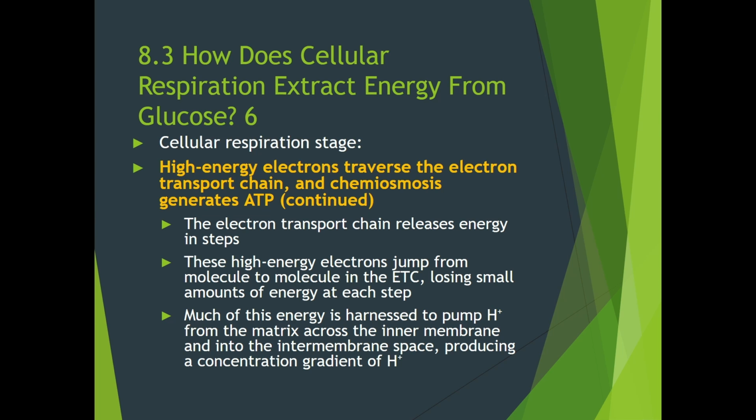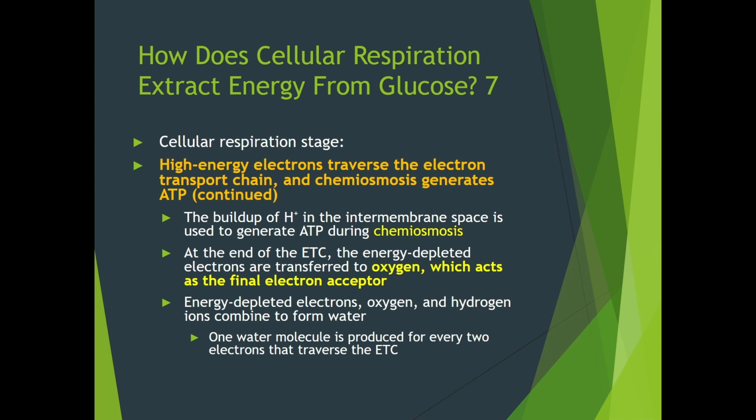As these high energy electrons traverse the electron transport chain, the energy is released in steps into the intermembrane space. Those small amounts of energy that we lose at each stage of the electron transport chain will be harnessed again in the gradient of protons in the intermembrane space and eventually pumped through ATP synthase. That buildup of protons in the intermembrane space is what is going to help us generate ATP.